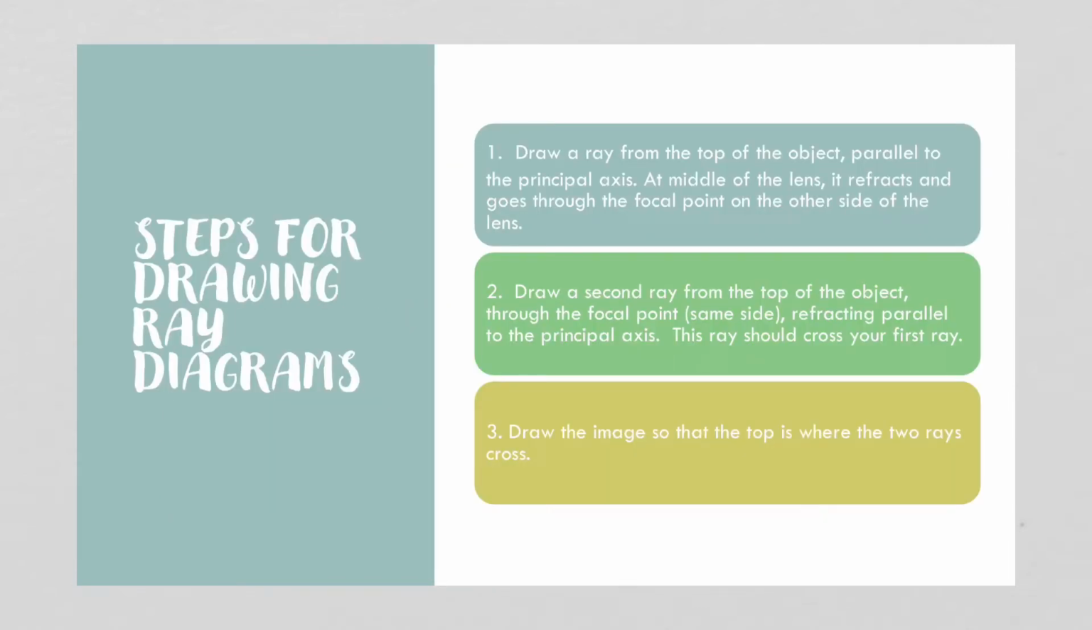Let's go through the steps for drawing ray diagrams with lenses. We're going to do the converging ones first. We're going to draw a ray from the top of the object parallel to the principal axis. At the middle of the lens, we'll draw that it refracts and goes through the focal point on the other side of the lens. Then you draw a second ray from the top of the object. You'll draw it through the focal point on the same side, and then you'll refract it parallel to the principal axis. That ray will cross your first ray, and then you can draw the image so that the top is where the two rays cross.